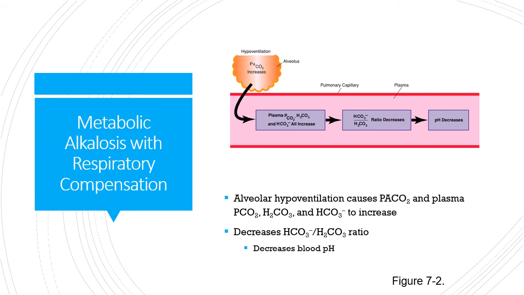The mechanism is shown in the illustration here. As you can see, alveolar hypoventilation or a low respiratory rate causes the PaCO2 and the plasma CO2, the carbonic acid, and the bicarb to increase. In turn, this decreases the ratio of bicarb to carbonic acid, and in turn decreases the blood pH.